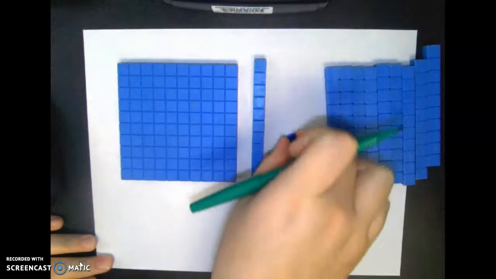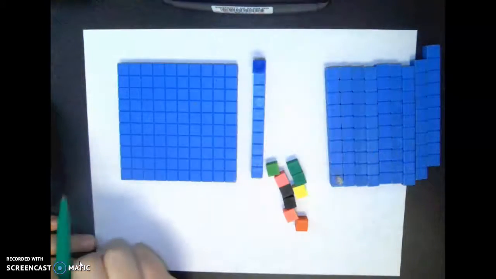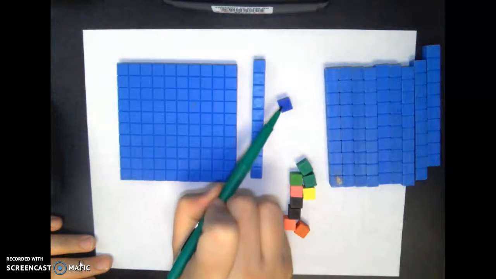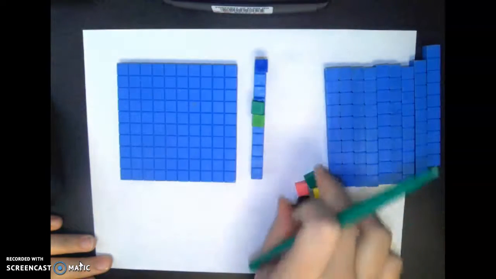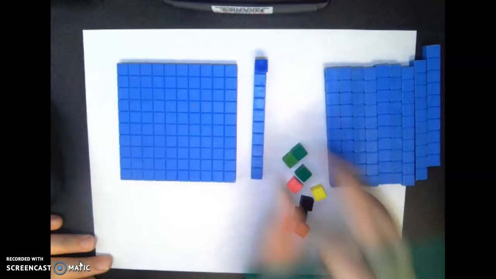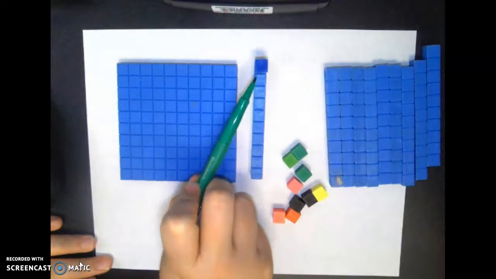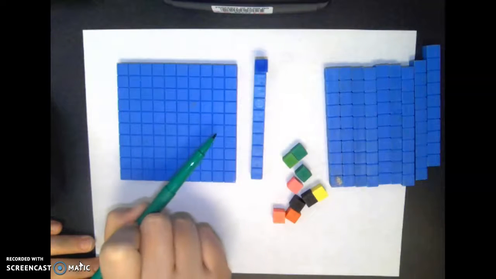So one of these is 1/10 of a tens rod because it's one of 10 of them. So if I put all of these together again, I would have 10 to equal a tens rod. So this is only 1/10 of them, meaning it is 1 out of 10.